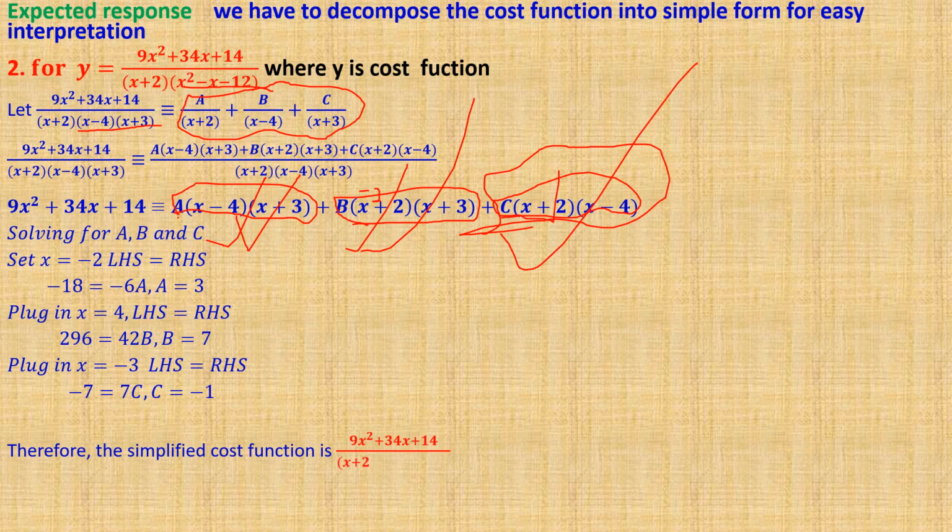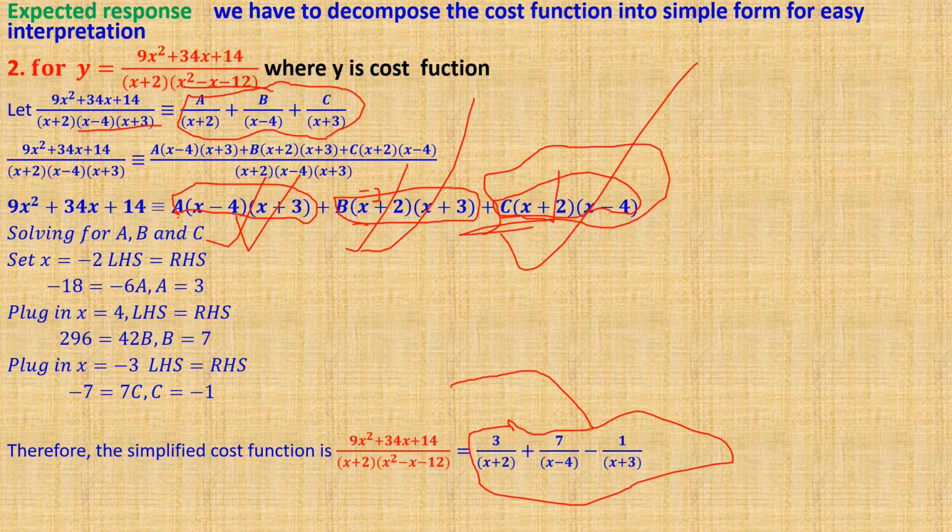So therefore the simplified cost function is where I remain with my x, but where a, b, and c are, I substitute their respective values. By the end of the slide, I will have my answer expressed in this form. So this is the decomposed form of the original complicated algebraic fraction. If you want to prove it, you pick any value of x. Let me set x equal to maybe 2. When I substitute it here, I will get an answer that is the same as when I substitute it in the original. That vividly shows you that our partial fractions are correct.